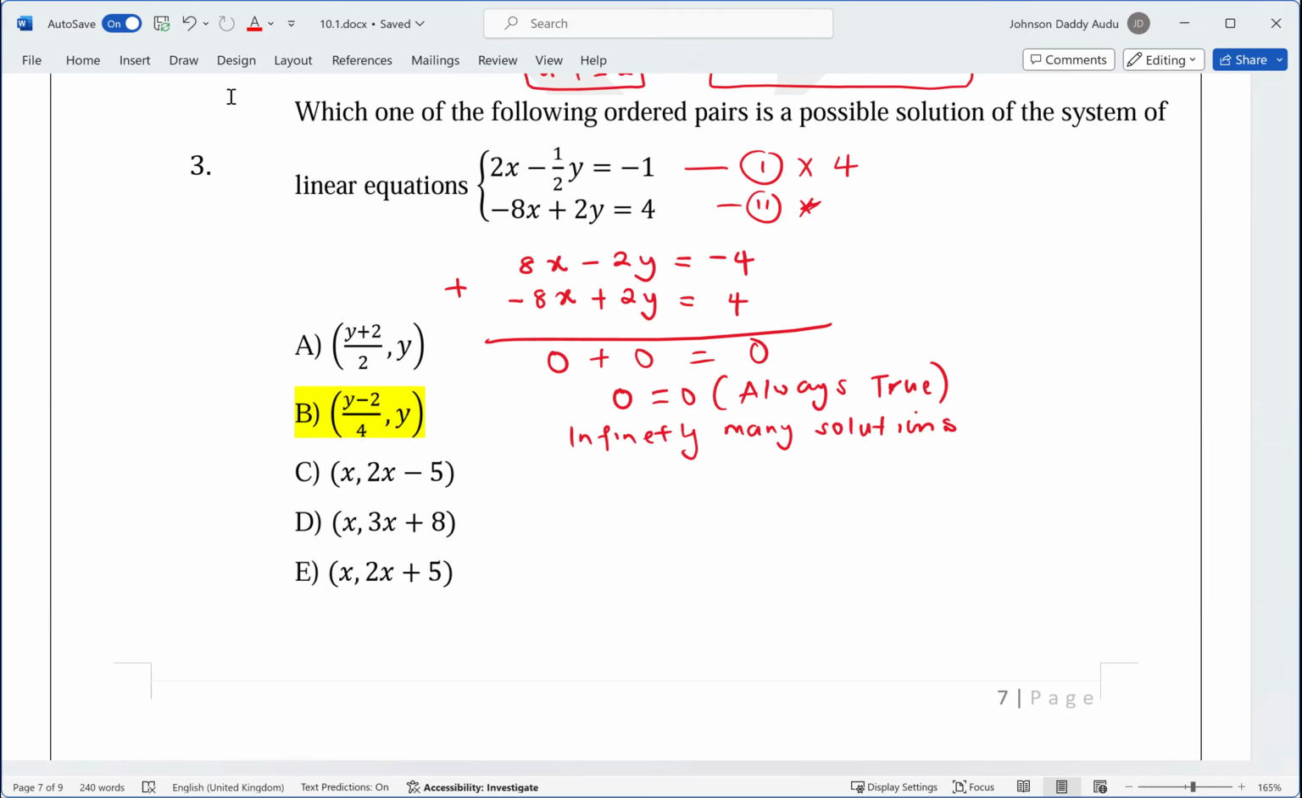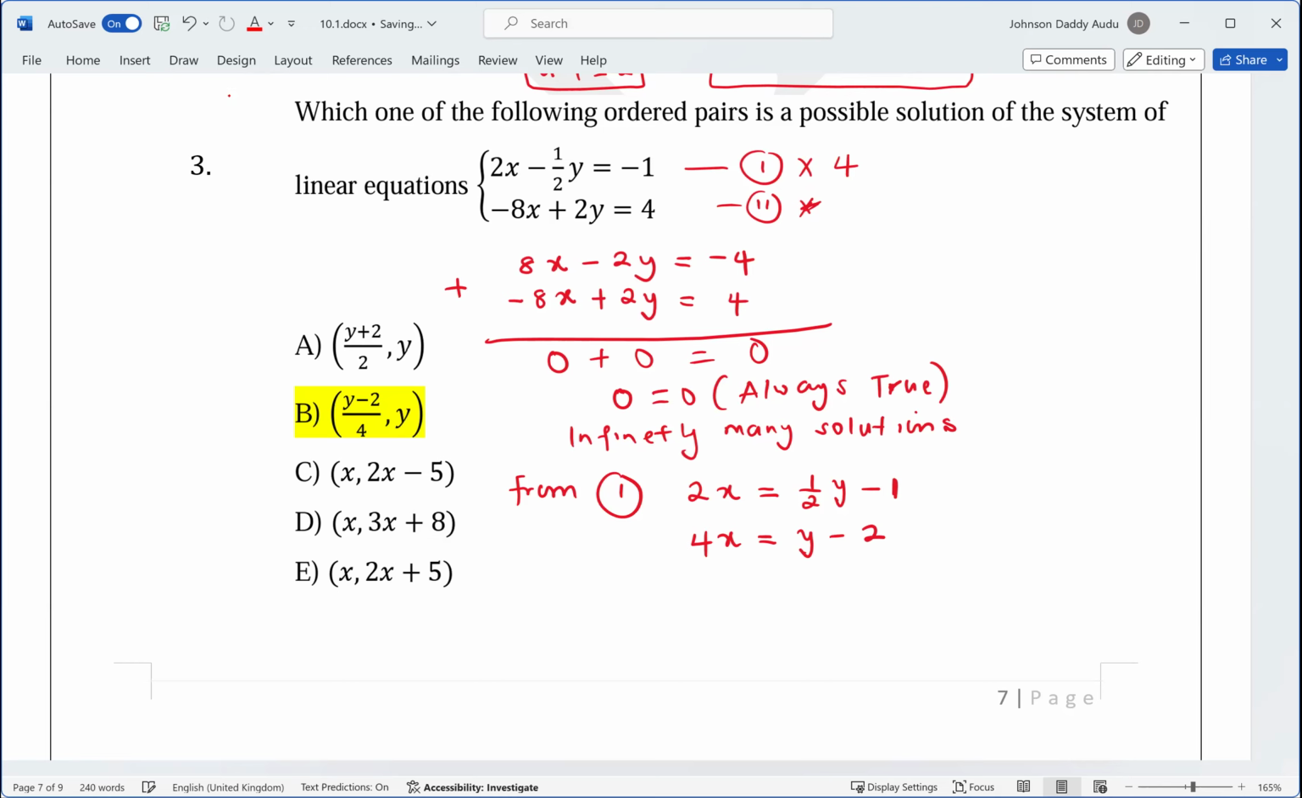So let's go to equation 1. If you look at equation 1, we can see that 2x is equals to half y minus 1, right? Now, so what is x? Or we can multiply both sides by 2, so that this becomes 4x is equals to y minus 2. Yes, you can do that.